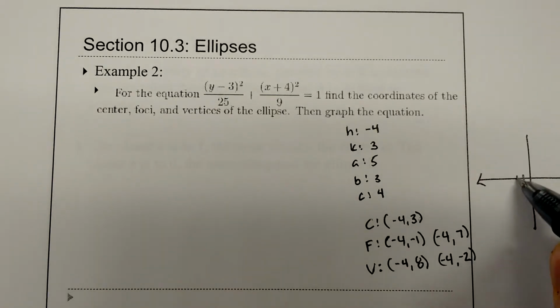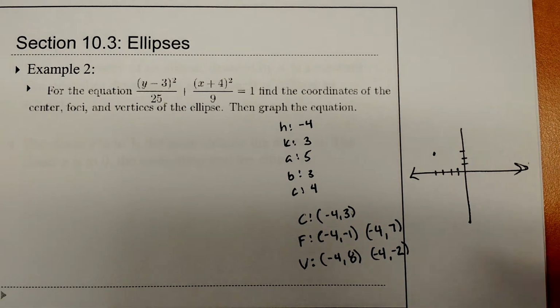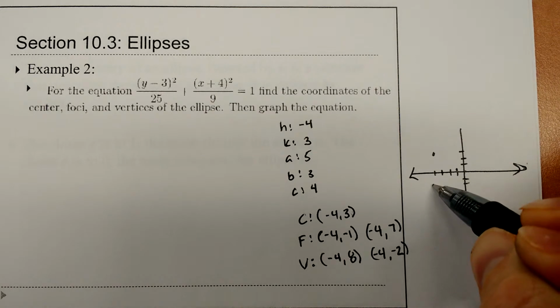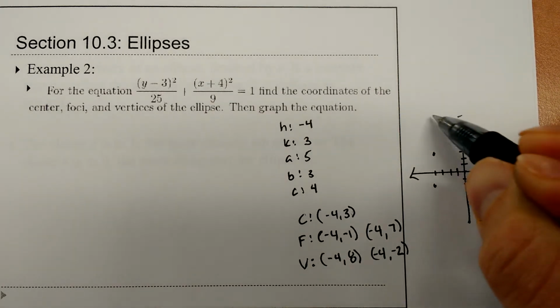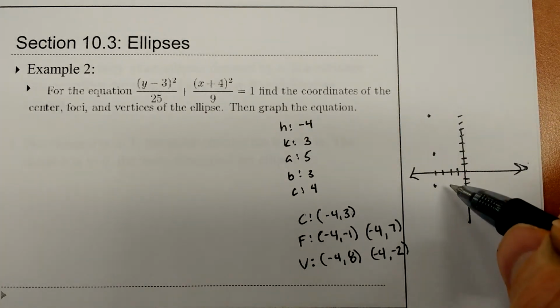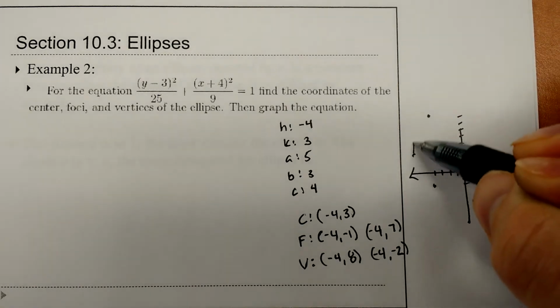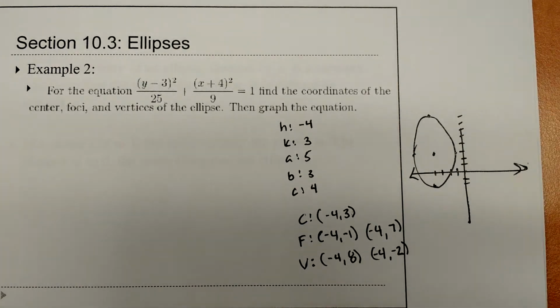So then sketch the graph. So 1, 2, 3, 4, 1, 2, 3. There's my center. And then this is going to be 5 tall. So 1, 2, 3, 4, 5. And 3 wide. 1, 2, 3. So there you go.